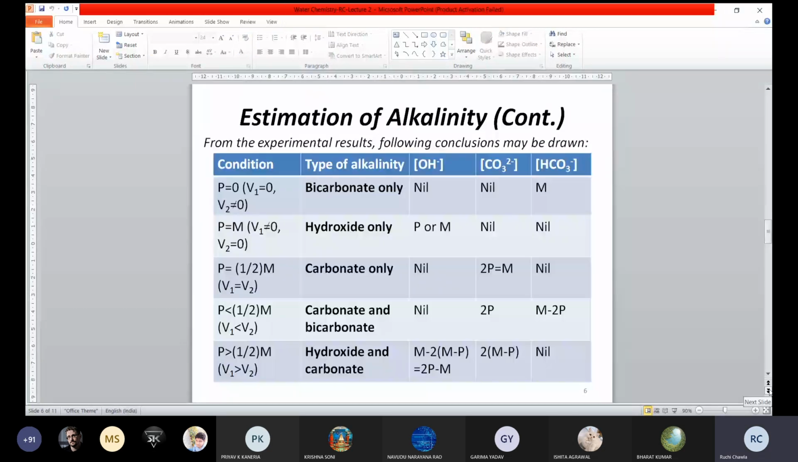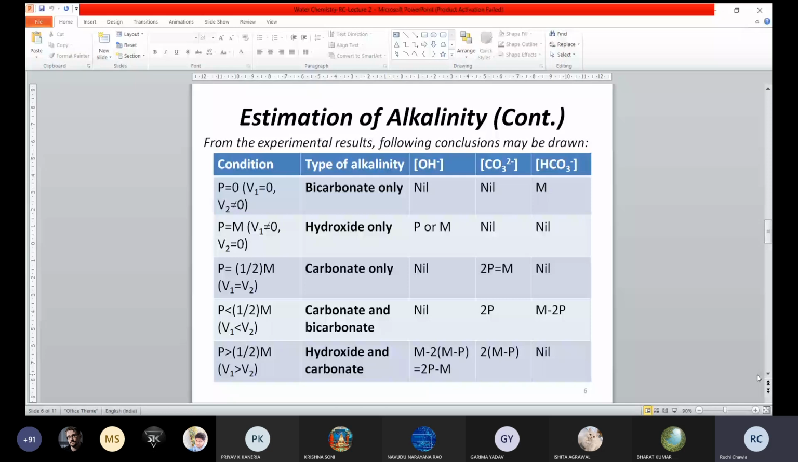Is table number 6, slide number 6 visible along with the table? Yes, ma'am. So on the basis of the experimental results, what conclusion can you draw? In fact, this is also telling you why two indicators have been used in the process.